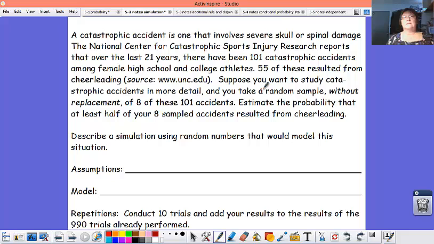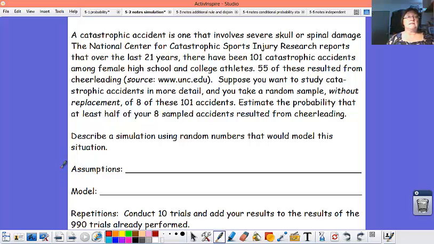Suppose you wanted to study catastrophic accidents in more detail. You take a random sample without replacement of 8 of these 101 accidents. Without replacement just means if I select an accident, then I'm done with it. I can't pick it again. Estimate the probability that at least half of your 8 sampled accidents resulted from cheerleading. Now, we are to describe a simulation using random numbers that would model this situation.